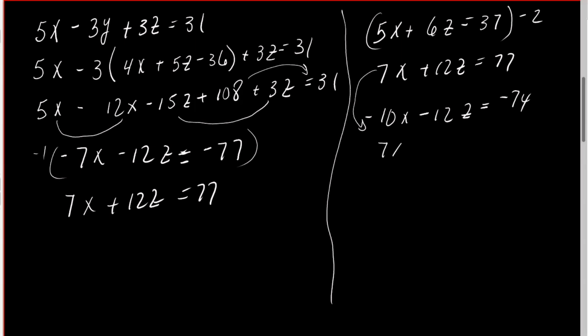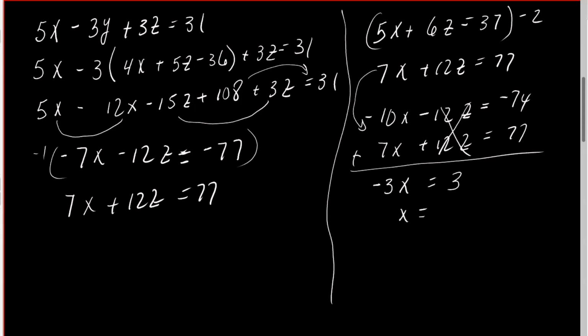So this is 7x plus 12z equals 77. Okay, this cancels. So minus 10 plus 7, since I'm adding here, will give me minus 3x equals 3. So x equals negative 1. All right, so we have that value.